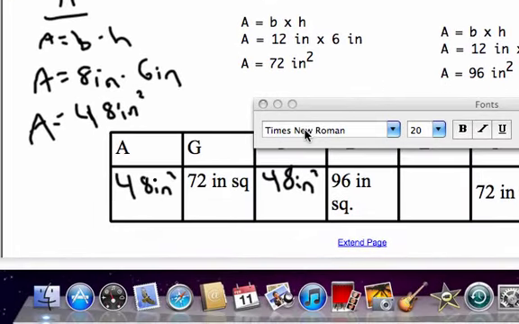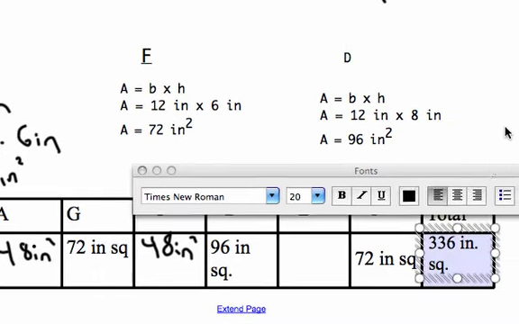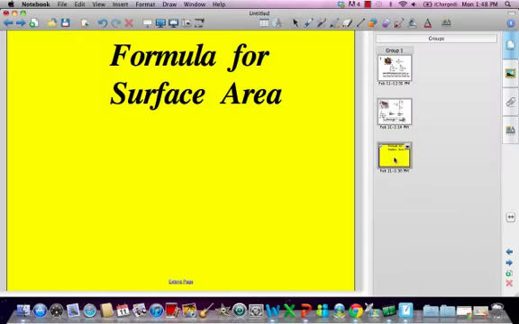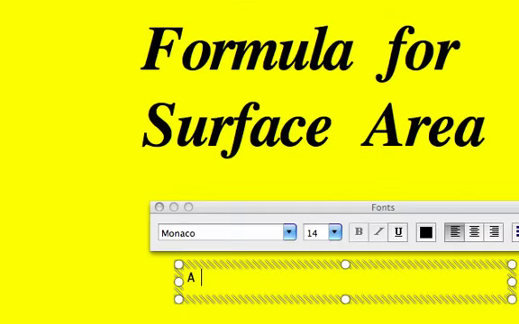And then finally, to find the total here, we would do 48 plus 48 plus 72 plus 96 plus 72. And if you do all of that out, you should get 336 inches squared.